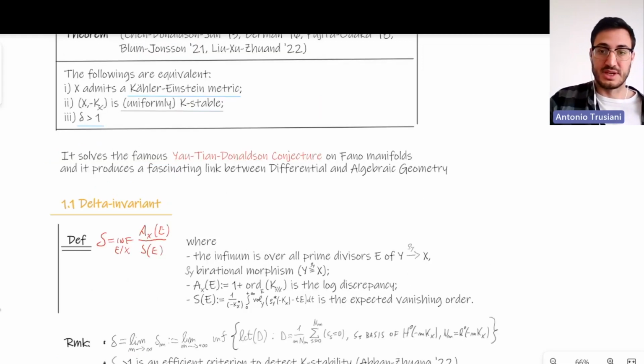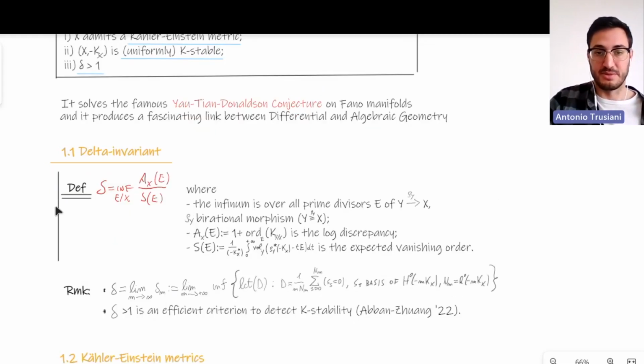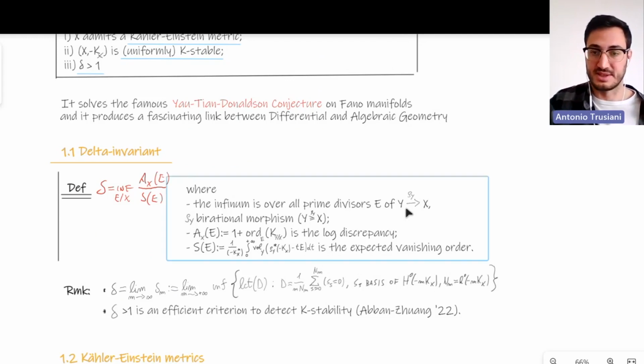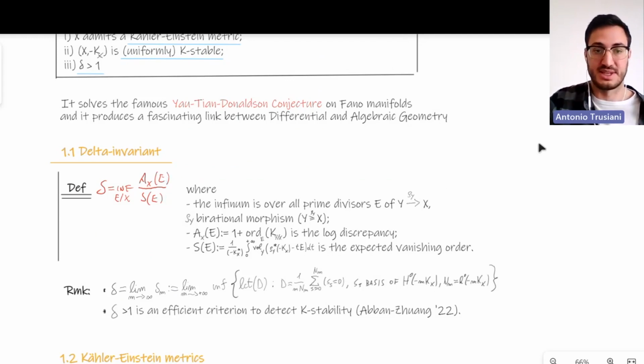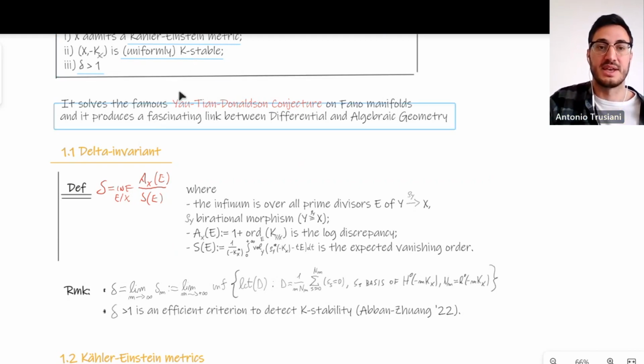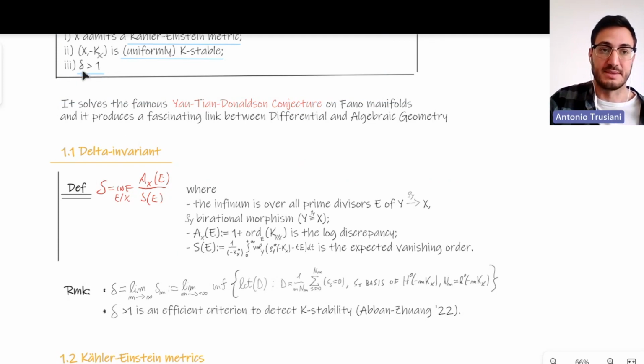Okay, so if you have questions about this delta invariant, then I will go forward. I mean, we'll go back to this in the last part of the talk, but just if you want K-stability, you can, for the moment, take this as the definition of K-stability, delta bigger than 1.